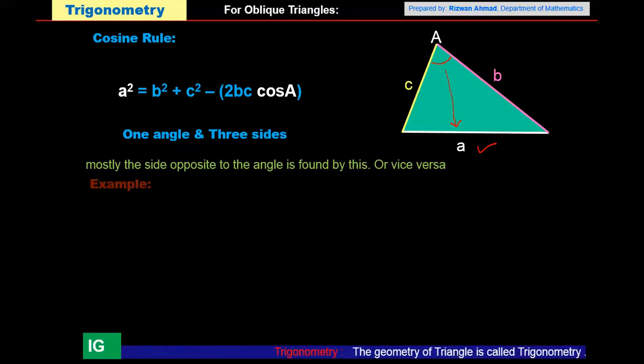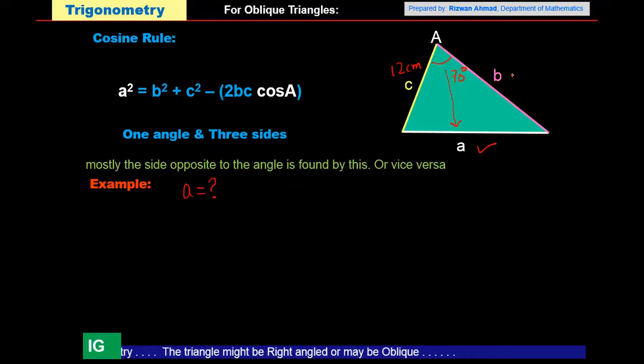So now let's do one example. Like in the same diagram, if I am interested to find the side A, let's say that we are to find the side A of this triangle, which is opposite to the angle A, and the angle A given is 70 degrees, whereas the side C is 12 centimeters and the side B is 15 centimeters. So we need to find the value of the side A.